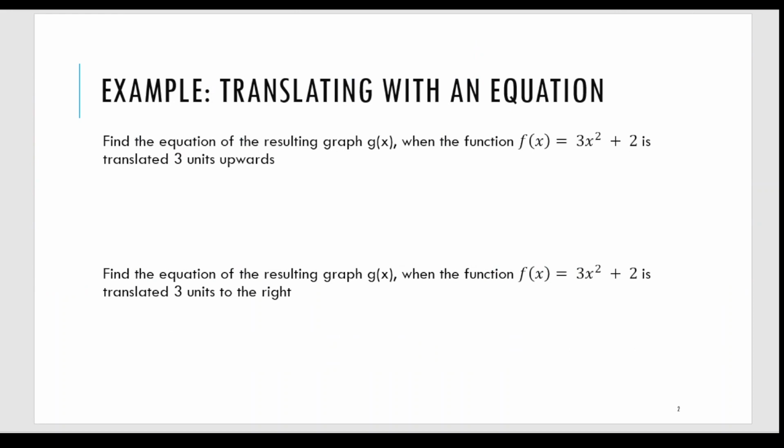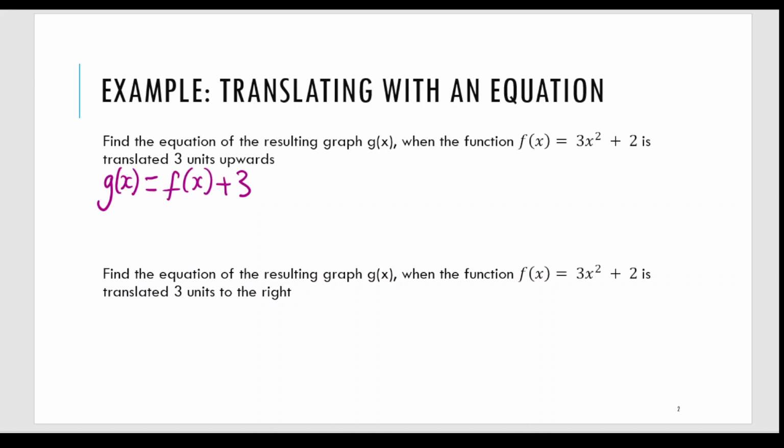We want to know what the function f of x looks like as an equation when it's translated 3 units upwards. So when we translate something 3 units upwards, we'll be looking at f of x plus a, where a is the 3 units. So we have the new function g of x is equal to f of x plus 3.